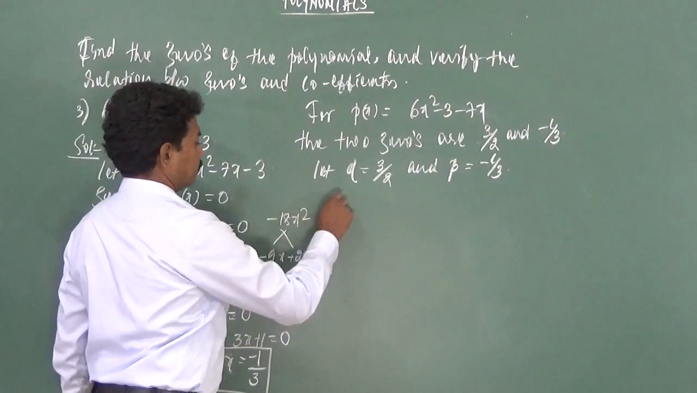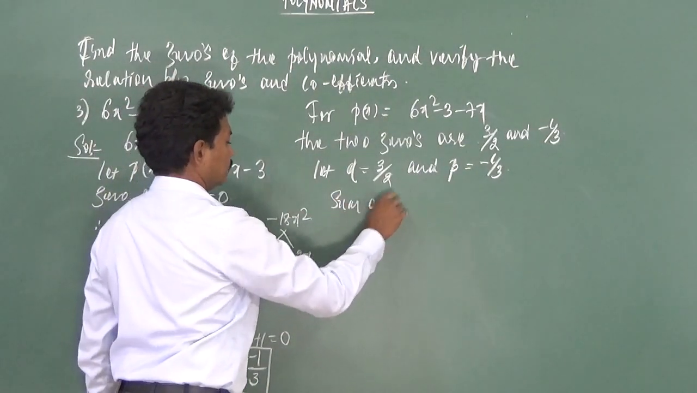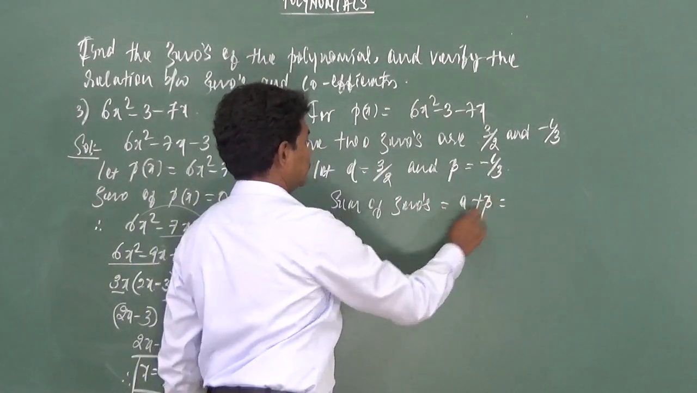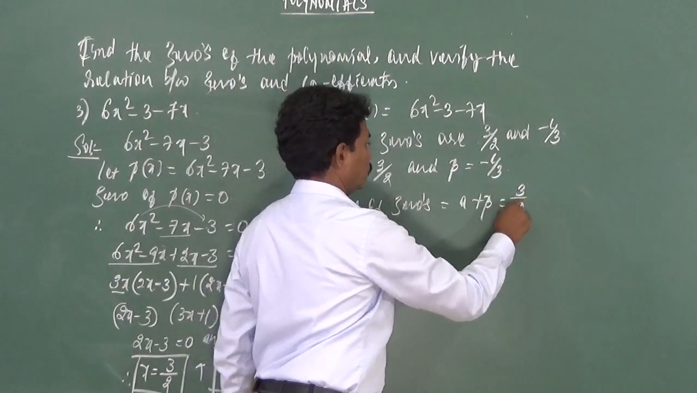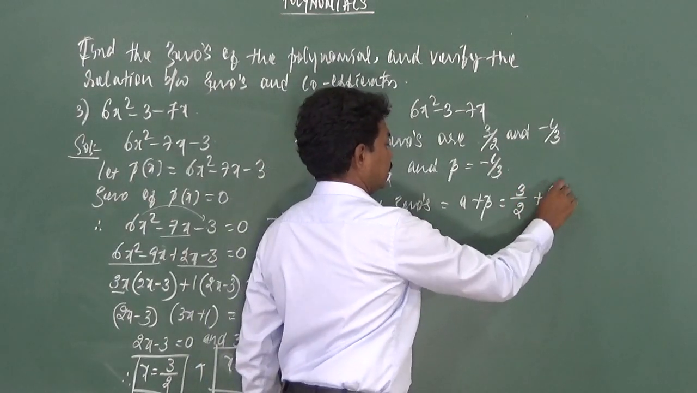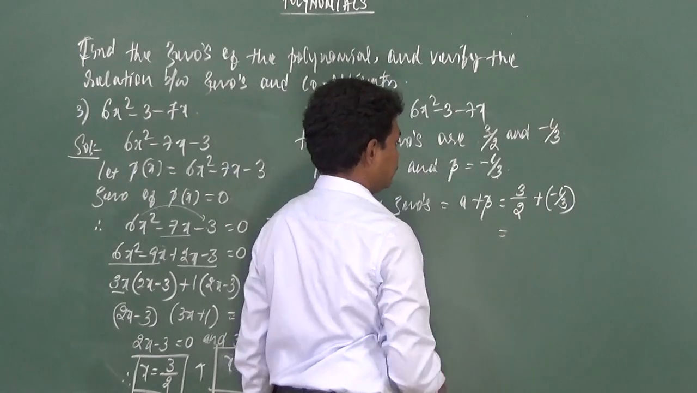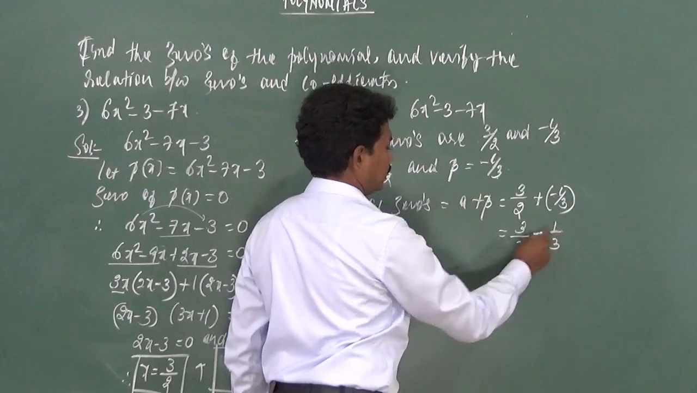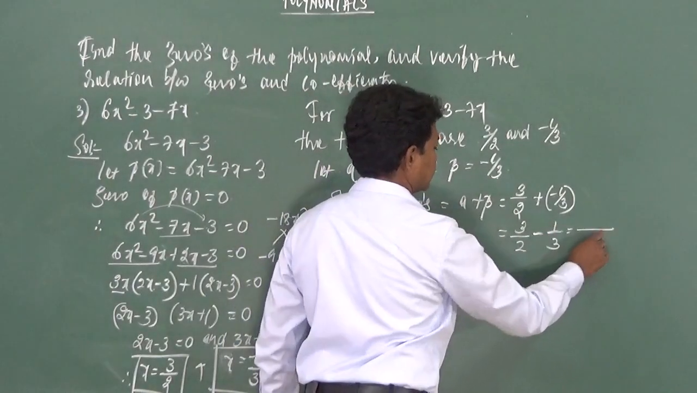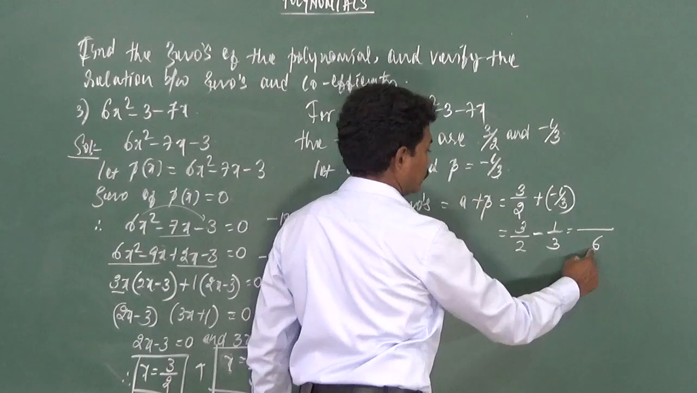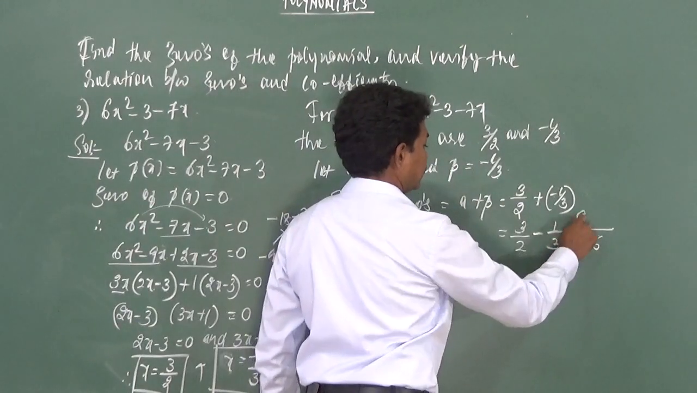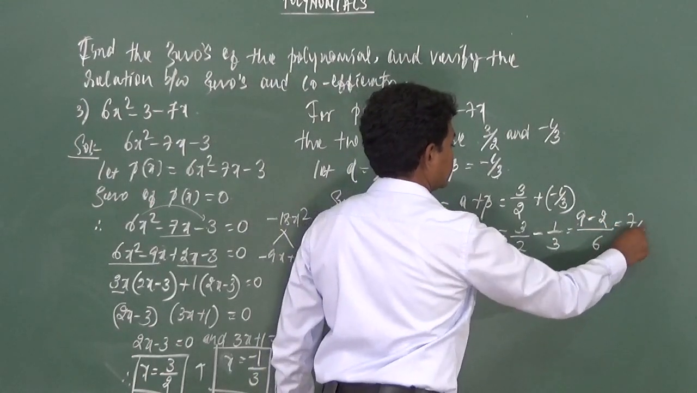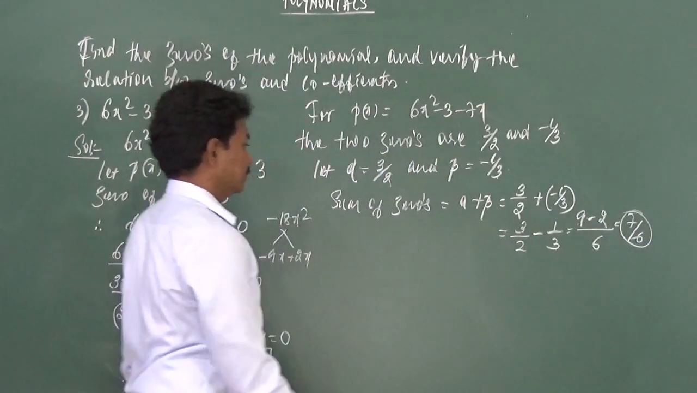So let us take the sum of the zeros. Sum of zeros is equal to alpha plus beta, is equal to 3 by 2 plus minus 1 by 3. So let us take the sum here. For 2 and 3 we have 6 as LCM. 3 by 2 into 6 is 9, minus 1 by 3 into 6 is 2. So 9 minus 2 is 7, 7 by 6. This is the sum of the zeros.